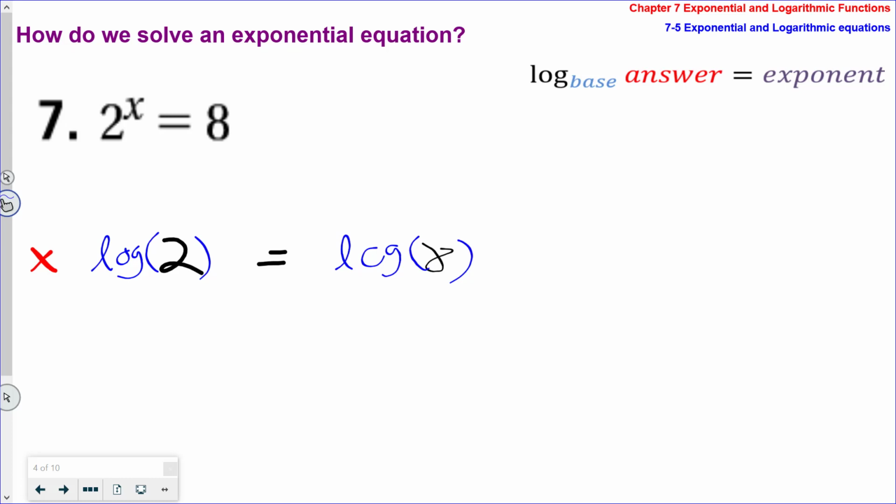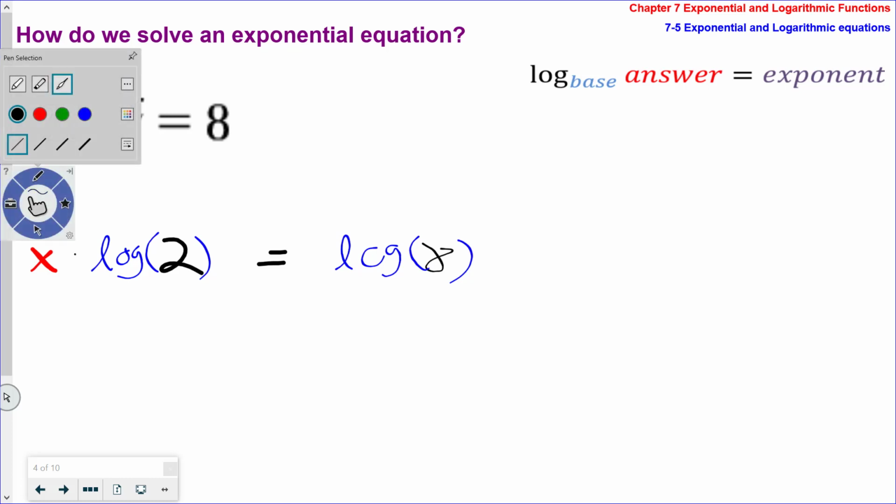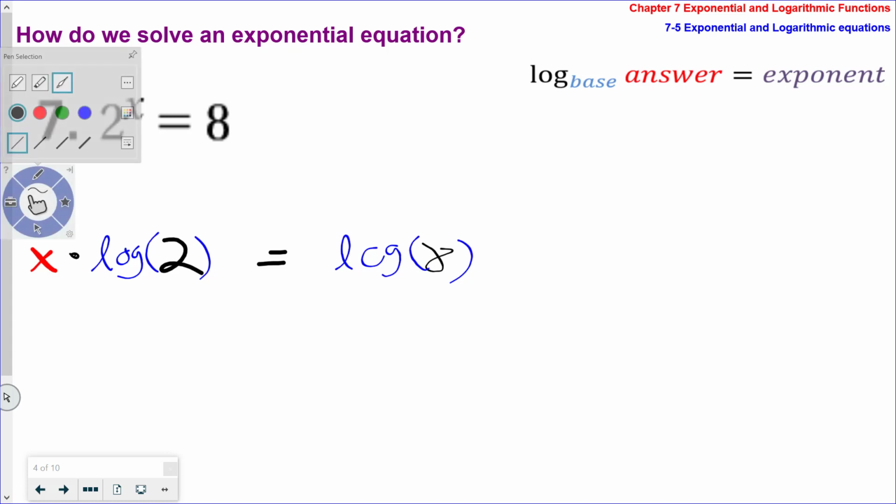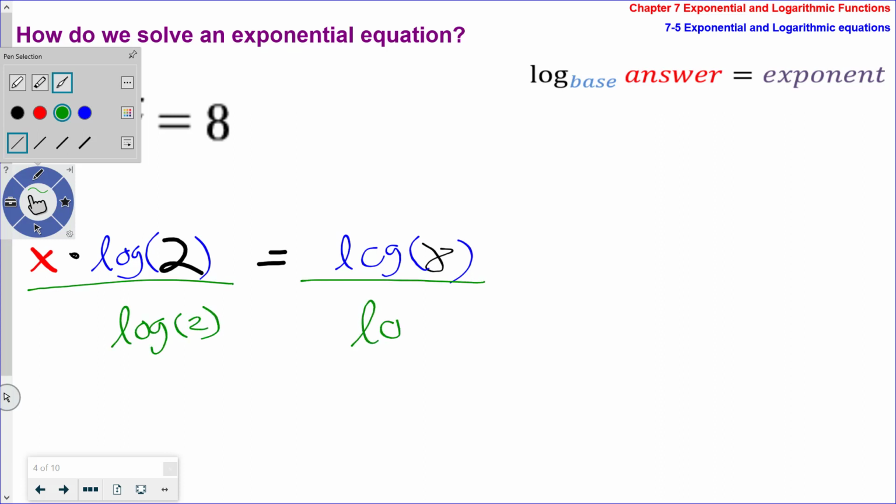Since this is x times log of 2, how can we isolate x? Nicole A. Divide both sides by log of 2. Since this is times, the inverse is division. So we'll divide both sides by log of 2.